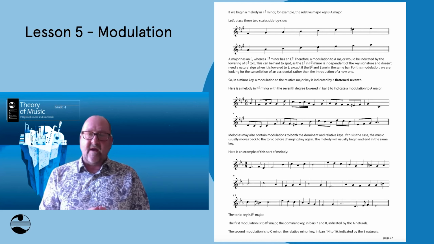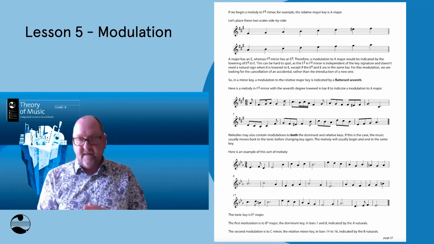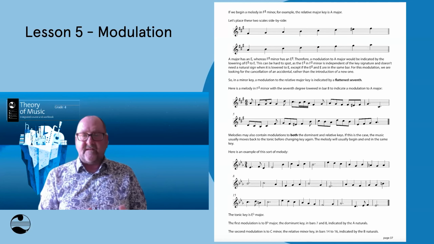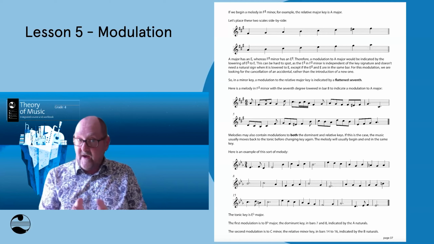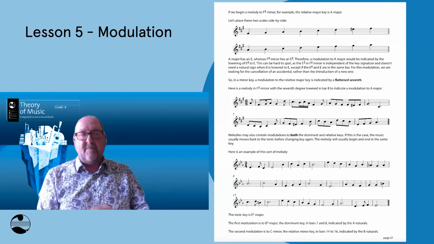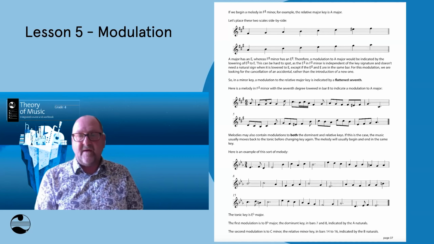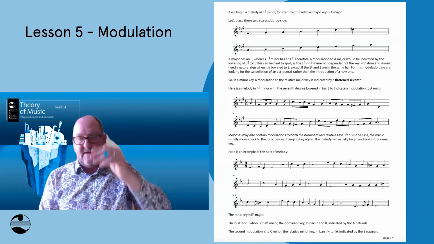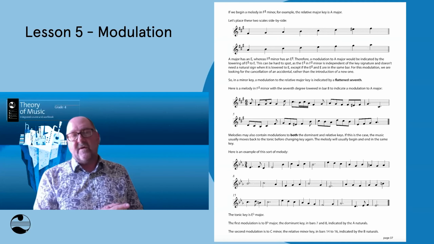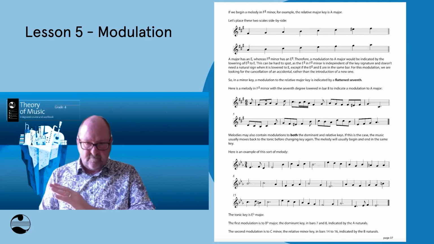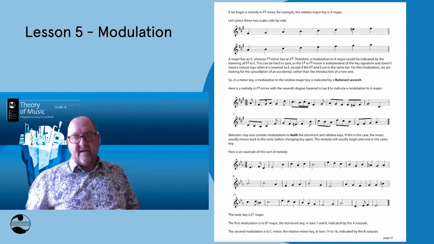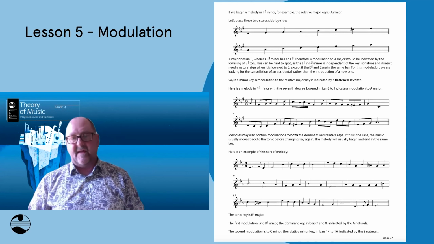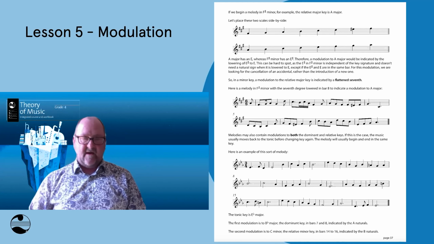If we're in a major key and we're going to the relative minor, let's just use C major. We want to be going to A minor, which is the relative minor. The leading note in A minor is G sharp. So in the original key, in C major, we're looking for a sharpened fifth. That's the G sharp. In a minor key going to the relative major, we're looking for a flattened seventh in the original key.